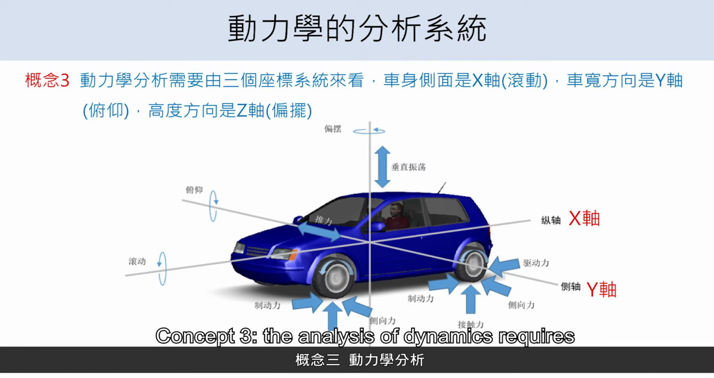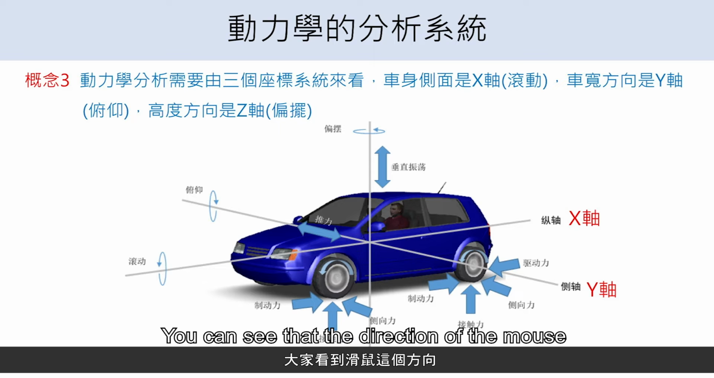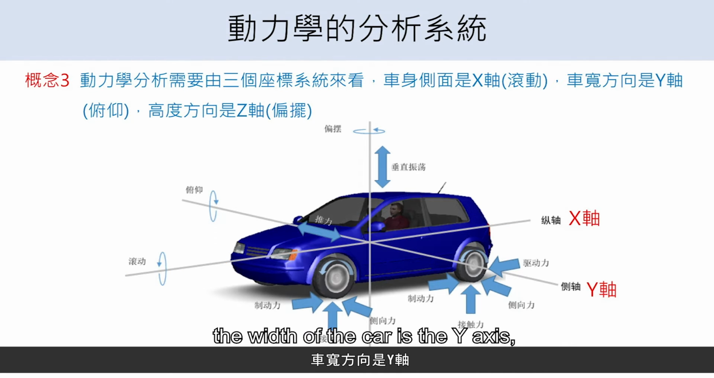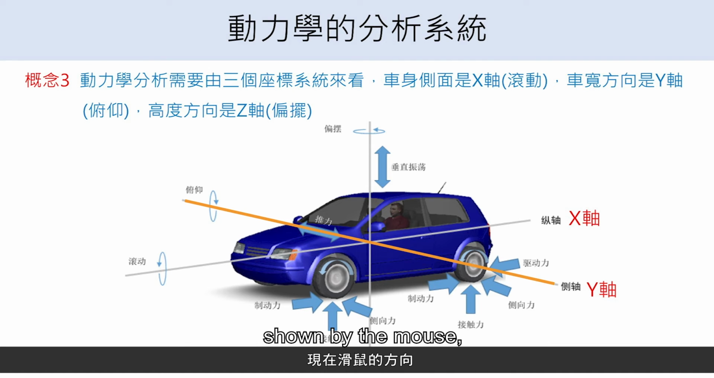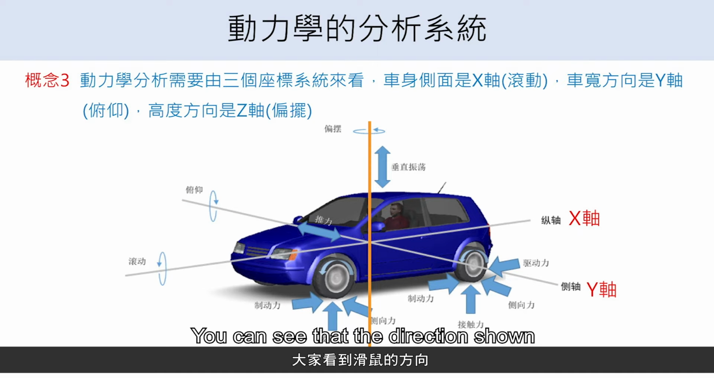Concept 3. The analysis of dynamics requires 3 system coordinates. The side of the car is the x-axis. You can see that the direction of the mouse is the direction of the x-axis. The width of the car is the y-axis, which is the direction you see right now shown by the mouse, which represents the y-axis. The height of the car is the z-axis. You can see that the direction shown by the mouse is the z-axis of our car.